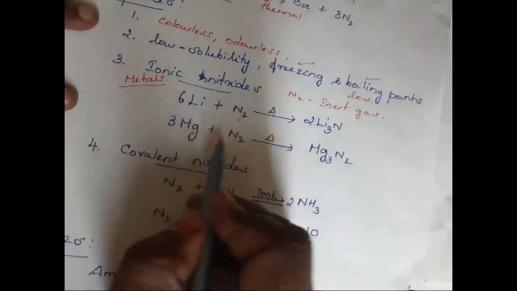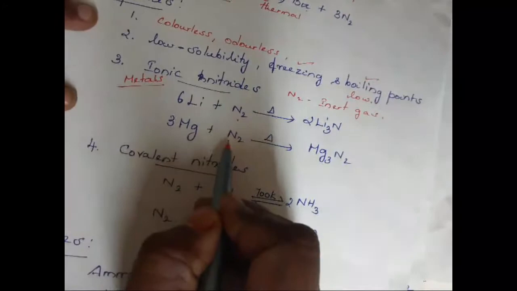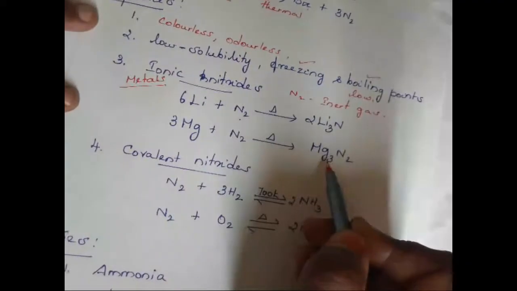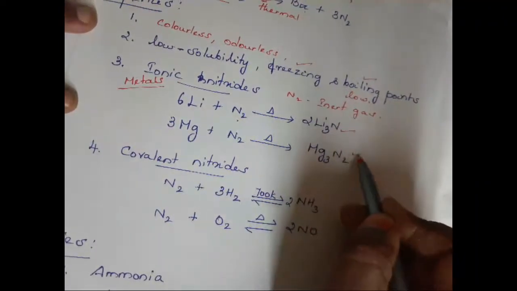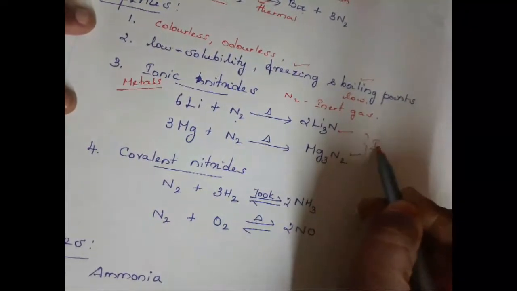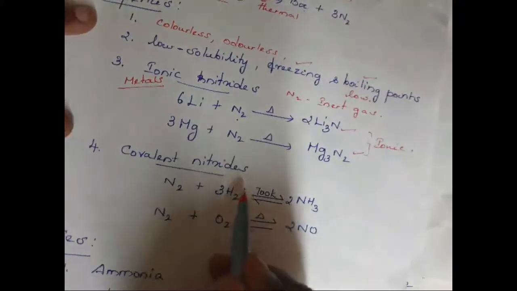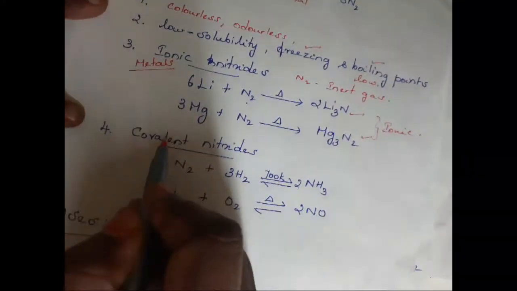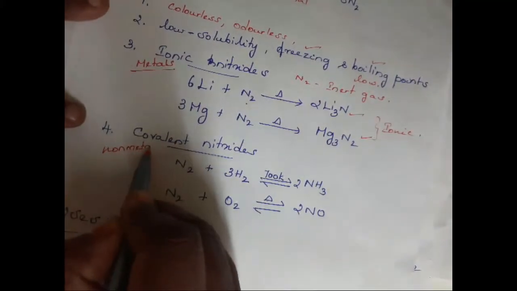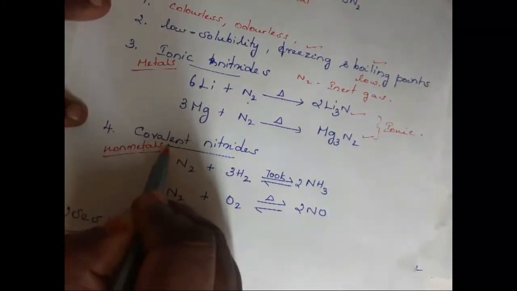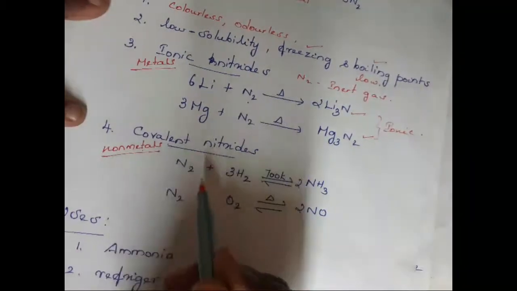In the same way, magnesium, when it is heated with nitrogen, produces magnesium nitride. These two, lithium nitride and magnesium nitride, are ionic nitrides. Now let us see the reaction of nitrogen with non-metals. With non-metals, nitrogen forms covalent nitrides.